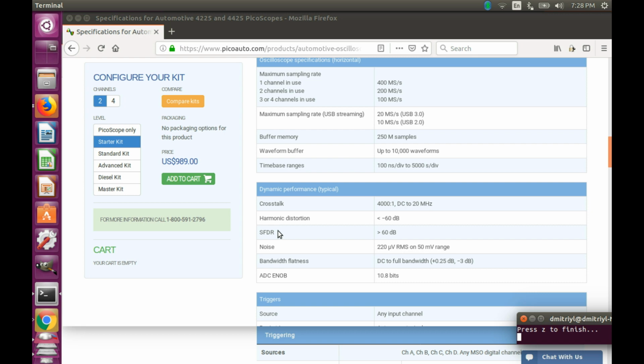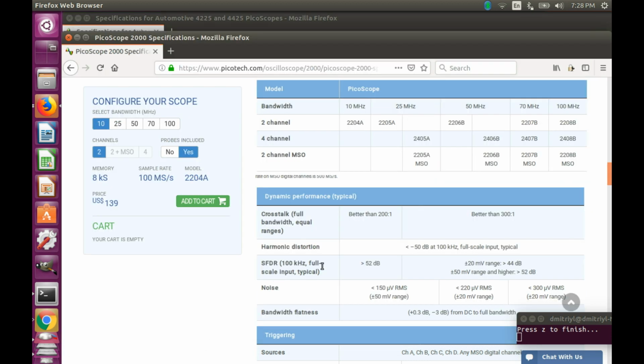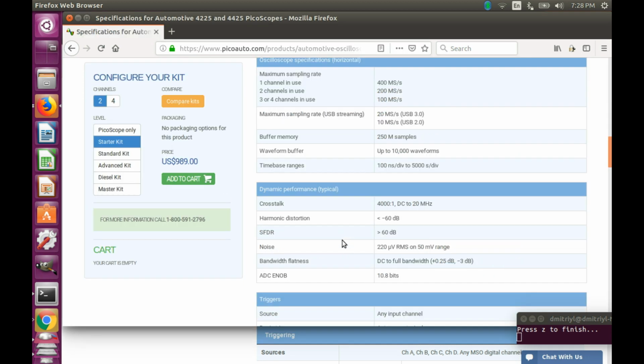And the SFDR is measuring the ratio between that big peak from the original sine wave and the maximum peaks from those spurious noise. And it's also expressed in decibels, and this is a pretty good number. We can compare it to Pico 2000 series, where it's listed at 52 decibel. So automotive oscilloscope wins again.